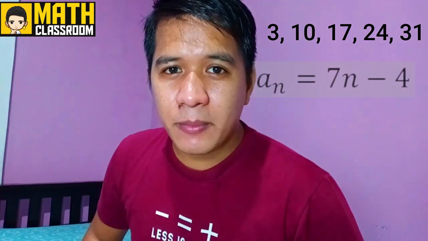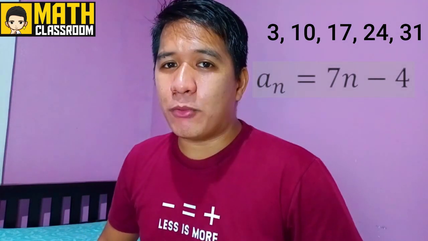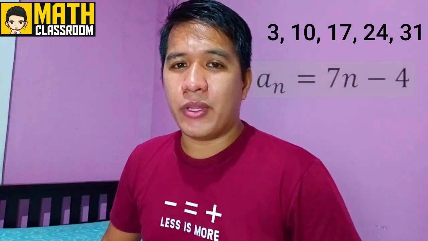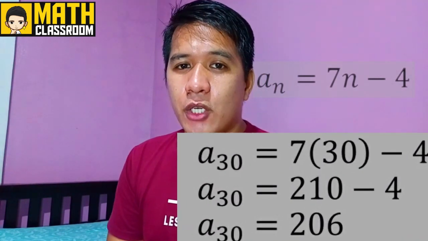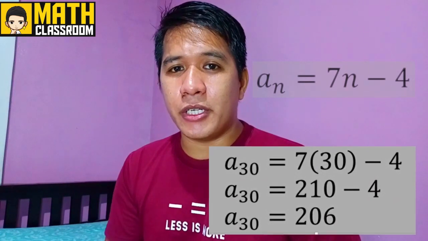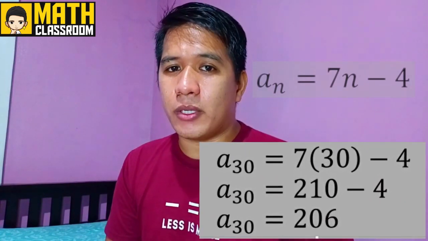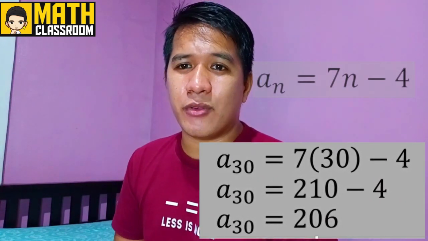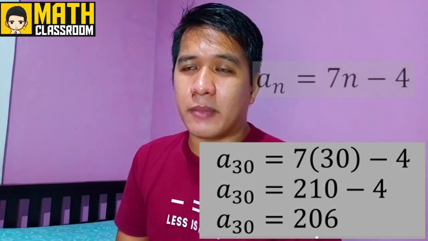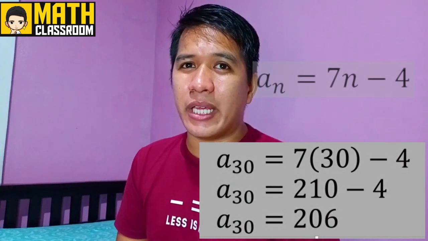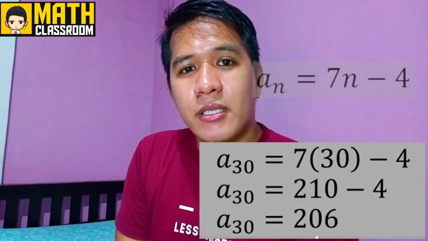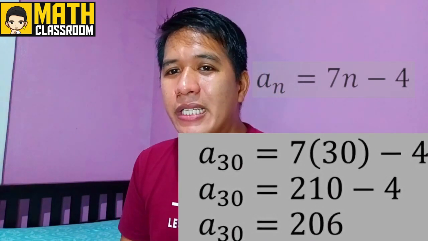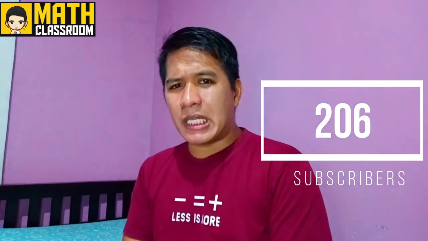And to find the 30th term, I have to replace the value of n with 30. So, that would be a sub 30 is equal to 7 multiplied by 30 minus 4. And 7 times 30 is 210. So, 210 minus 4 is equal to 206. Therefore, on the 30th day, I will have 206 subscribers. Not bad in 1 month.